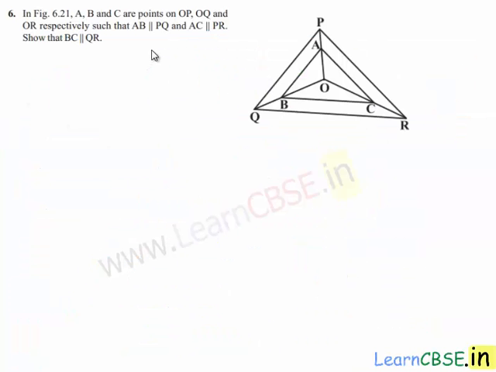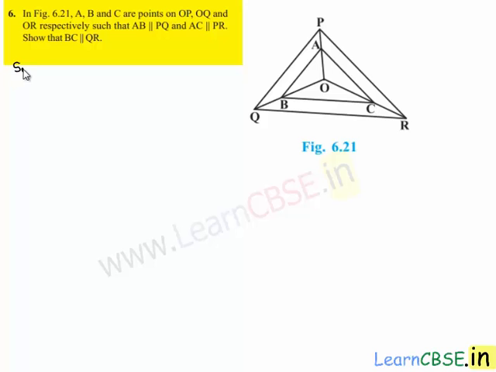Now moving on to the sixth question. In figure 6.21, A, B, C are points on OP, OQ and OR respectively, such that AB is parallel to PQ and AC is parallel to PR. Show that BC is also parallel to QR.